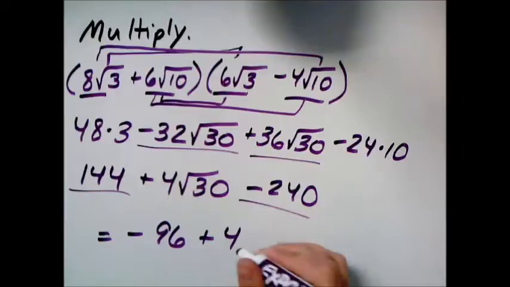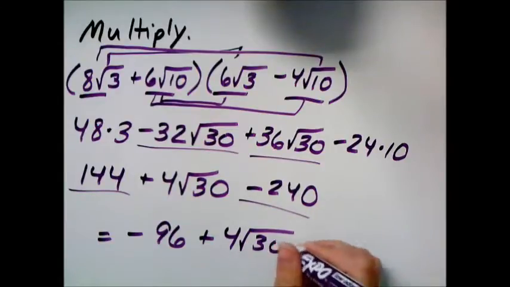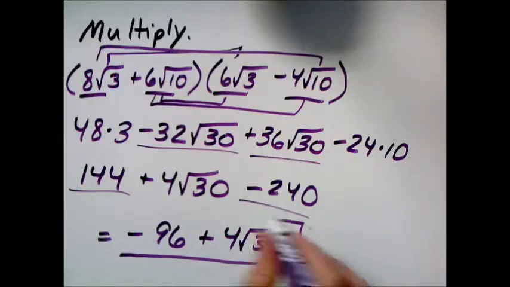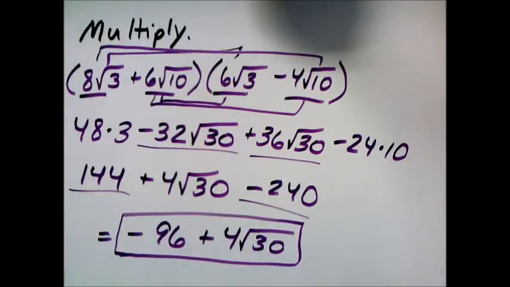And I can't reduce square root of 30. 30's got a lot of factors, right? Like 5 and 6, 15 and 2, but it doesn't have any factors that are perfect squares, so we can't reduce the square root anymore. So negative 96 plus 4 times square root of 30.